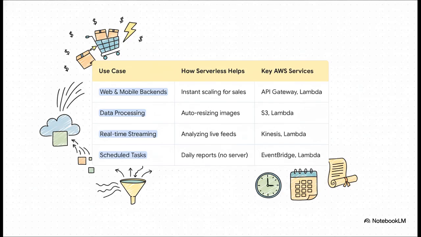Every time you upload a photo to cloud storage, a little bit of serverless code can automatically kick off and resize it into a thumbnail. It's perfect for stuff like that. And it's great for analyzing real-time data, like social media feeds, or running a simple daily report without having to pay for a server that just sits there doing nothing 23 hours a day.